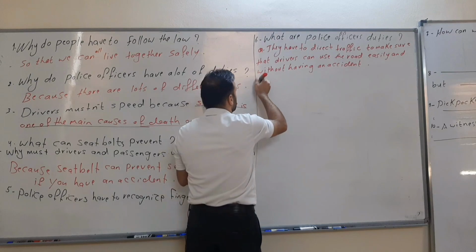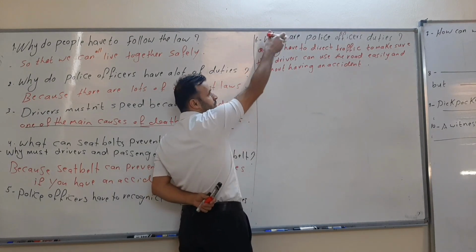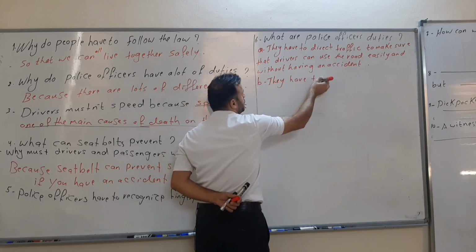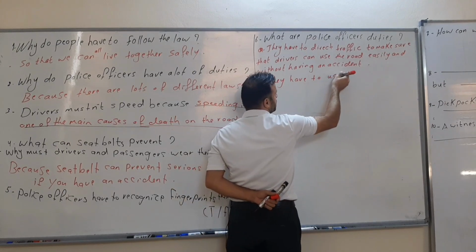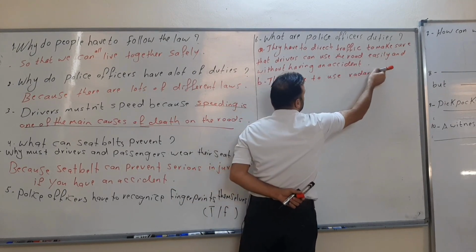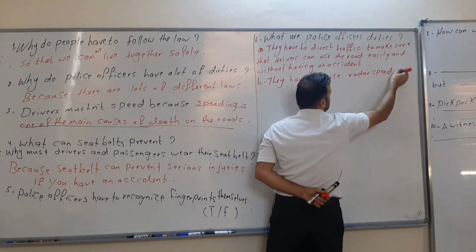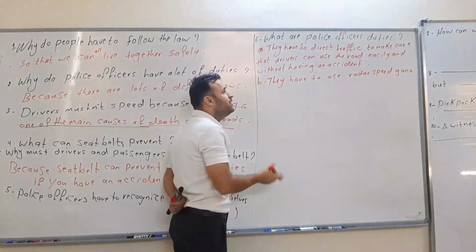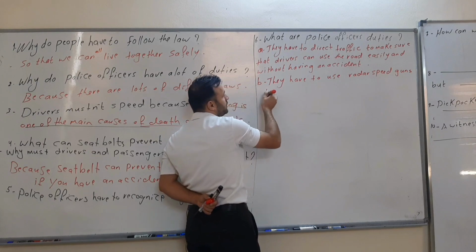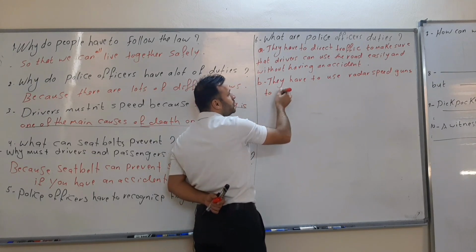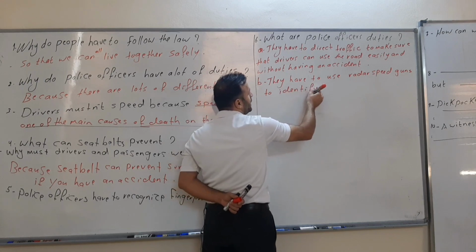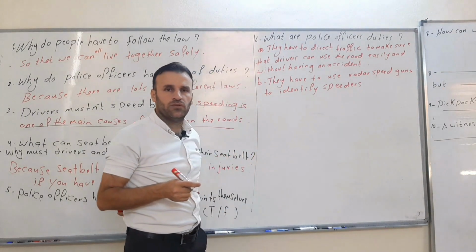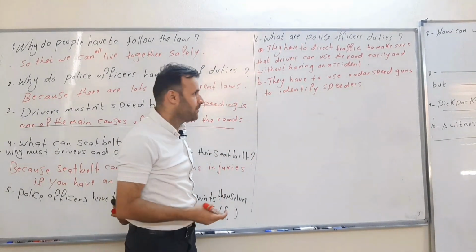Another one of the police duties: they have to use radar speed guns. So why do police use radar speed guns? To catch speeders, or to identify speeders. Okay, so what does speeders mean? Speeders are people who are driving too fast.